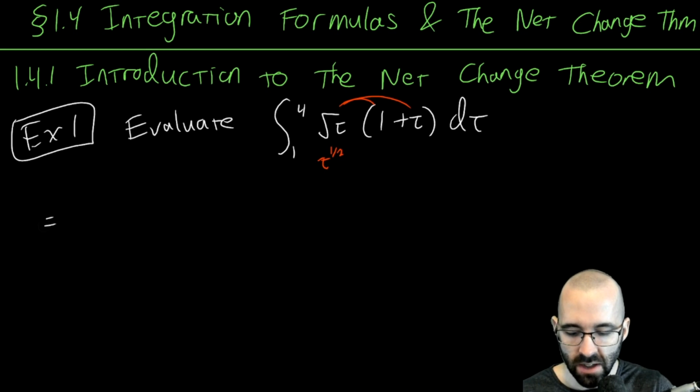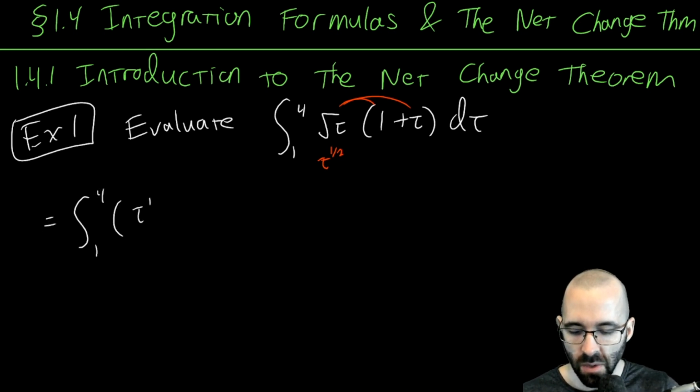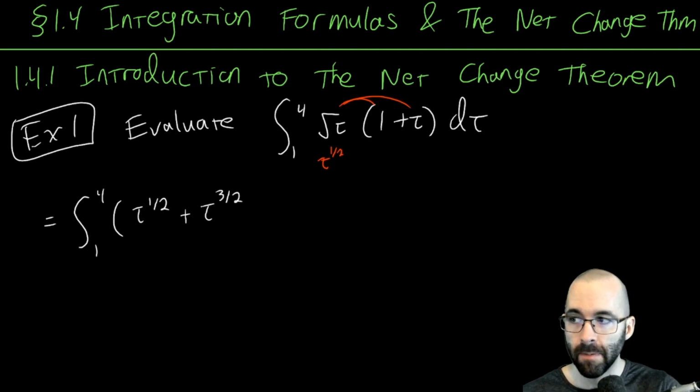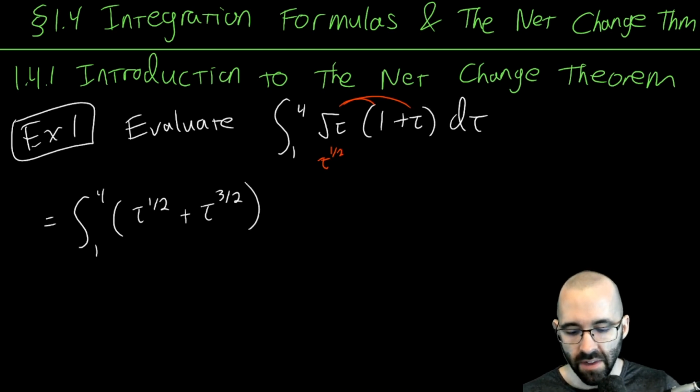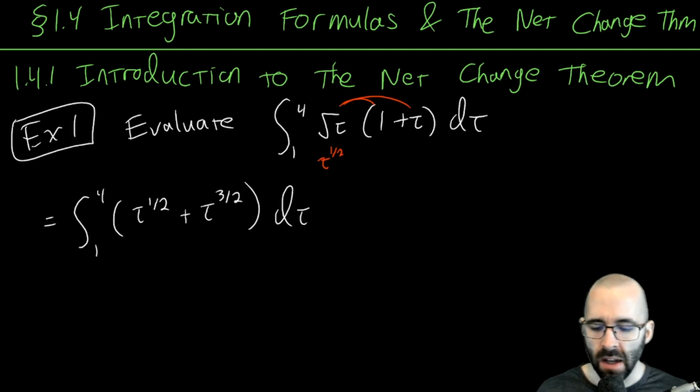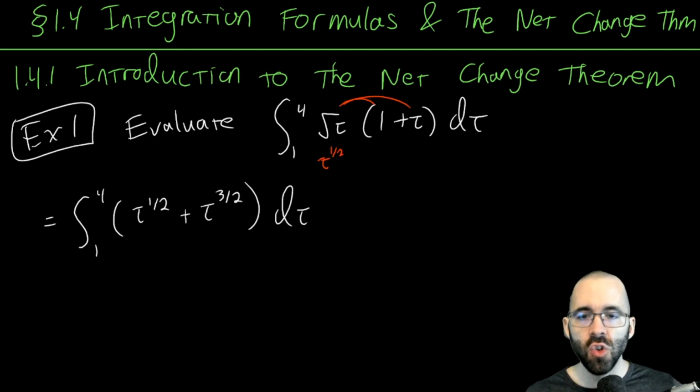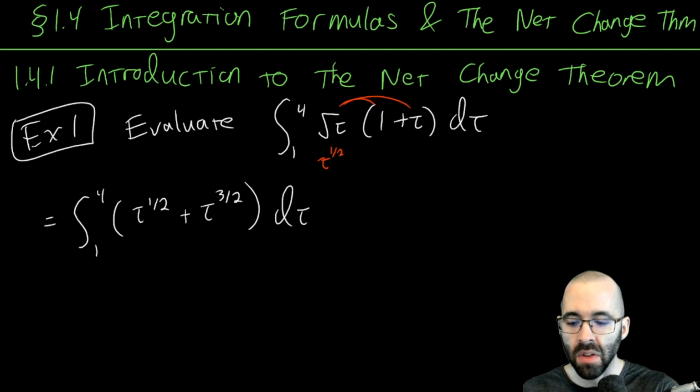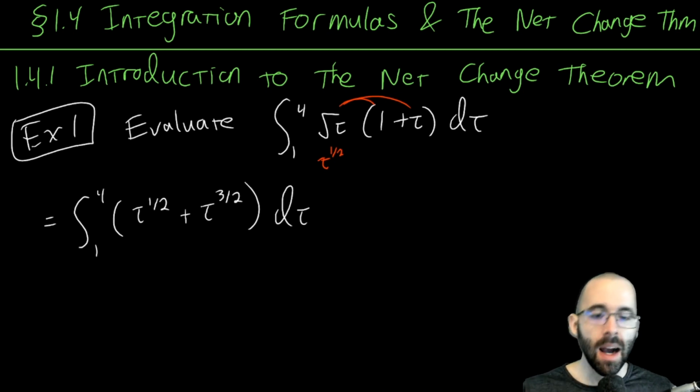If we distribute this, we're going to get the integral from 1 to 4 of t to the 1/2 power plus t to the 3/2 power, because again, we can think of this as t to the 1st power right here. And then we're integrating dt. And now I just want to make one more comment that there's kind of two ways of going about this next step. So in fact, I'm going to do both of the ways. We'll do a blue way, we'll do a green way.